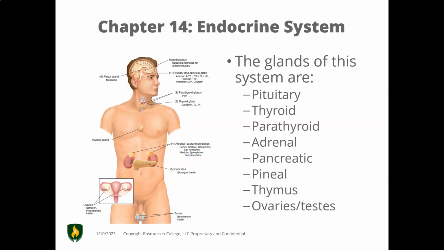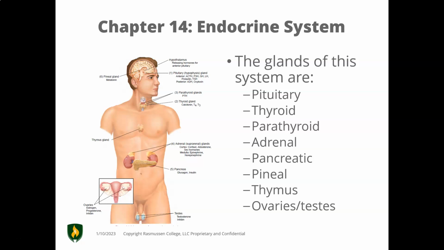The glands of the endocrine system include the pituitary, which is a pea-sized organ located at the base of the brain. It is also known as the master gland because it regulates many body activities and stimulates other glands to secrete their own specific hormones. We also have the thyroid. This is the largest gland of the endocrine system. It is H-shaped or butterfly-shaped and located in the neck of the patient, just below their larynx. So it's in the anterior part of the neck.